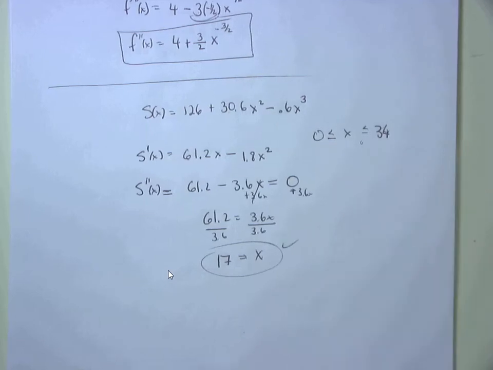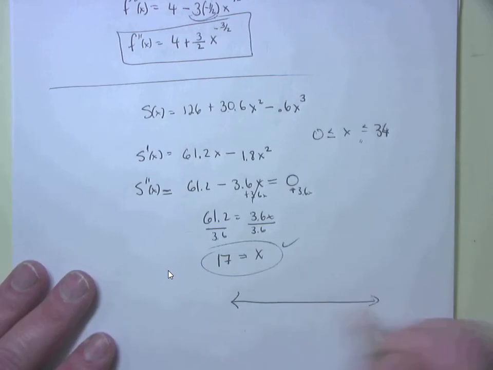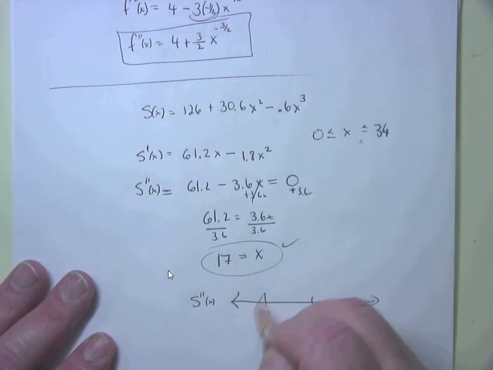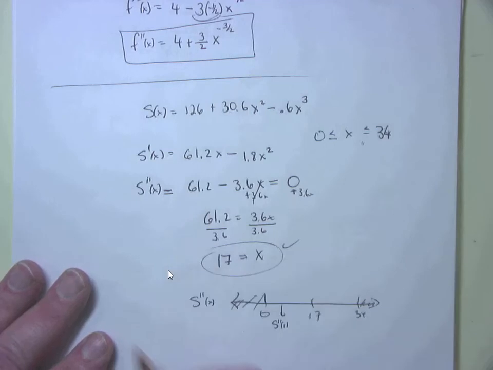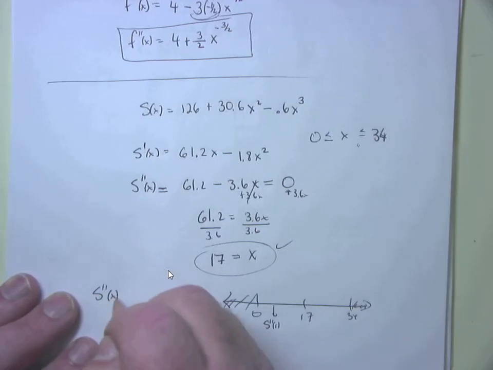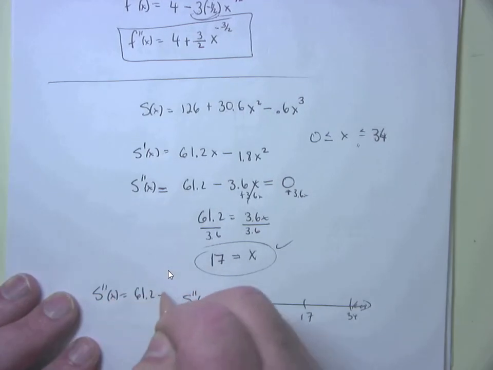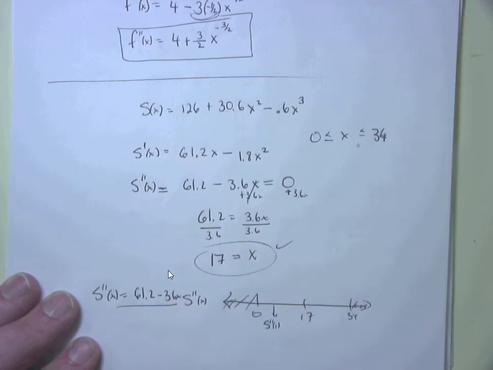Yes, it is. Okay? Now, to show you that it's, quote, a point of diminishing returns, I'm going to draw my little second derivative number line. Here's 17. All I care about is between 0 and 34. So I'm going to pick a number between 0 and 17. I choose 1. So S double prime of 1. If I plug in 1, and your second derivative, because I wrote over it, I'll write it again, is 61.2 minus 3.6x. That's what I'm going to plug in.